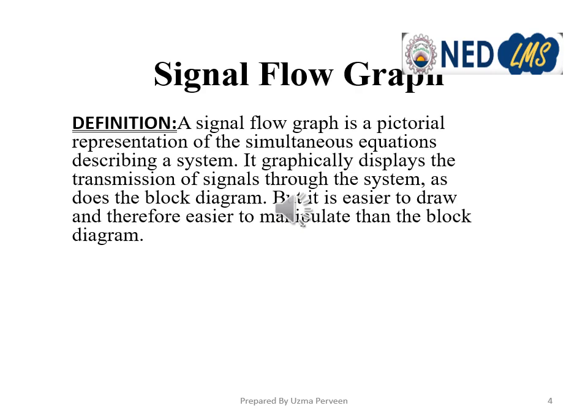A signal flow graph is a pictorial representation of the simultaneous equations describing a system. It graphically displays the transmission of signals through the system as does the block diagram, but it's easier to draw and therefore easier to manipulate than the block diagram. Okay, now we come to the basic definition of the signal flow graphs. The signal flow graph is a pictorial representation of the simultaneous equations describing a system. It graphically displays the transmission of signals through the system as does the block diagram, but it's easier to draw and therefore easier to manipulate than the block diagram.